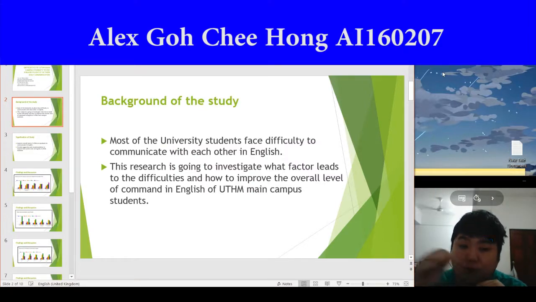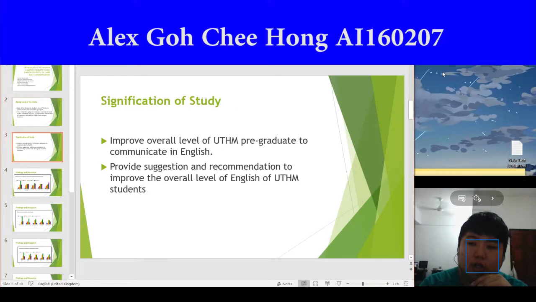First, I'm going to introduce the background of the study. Why do we do this research? Because we think that most university students are facing difficulty communicating effectively in English with other people. This research is going to investigate what factors lead to the difficulties and how we can improve the overall level of command of English of the UTHM main campus students.